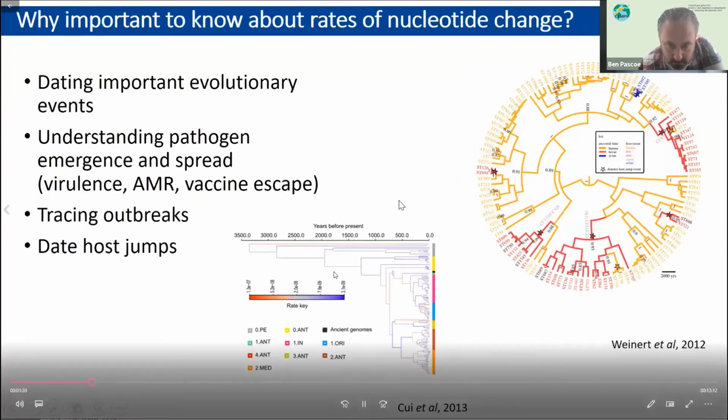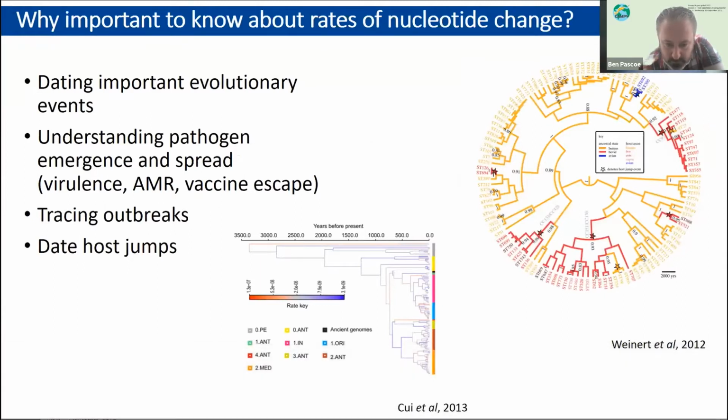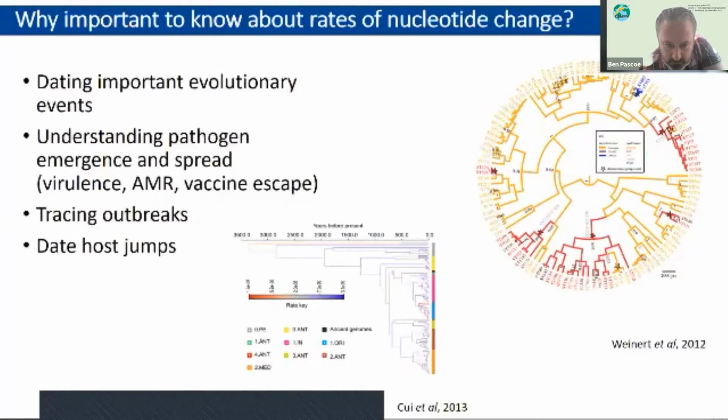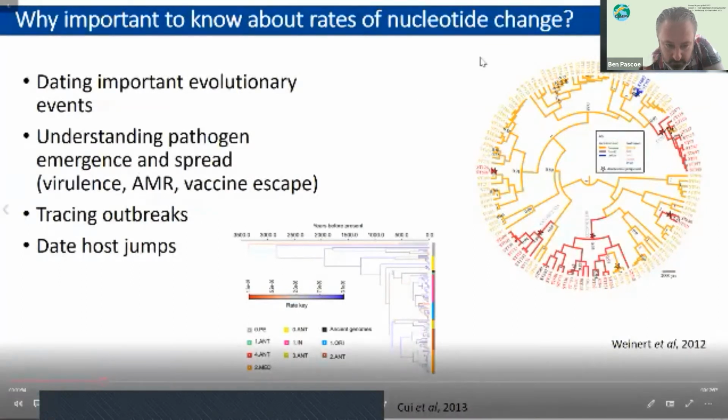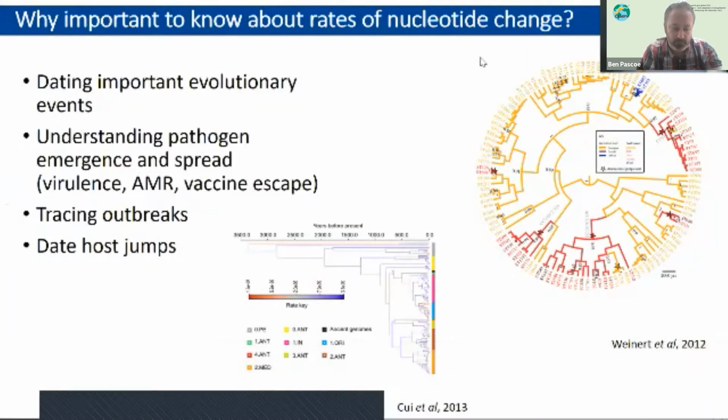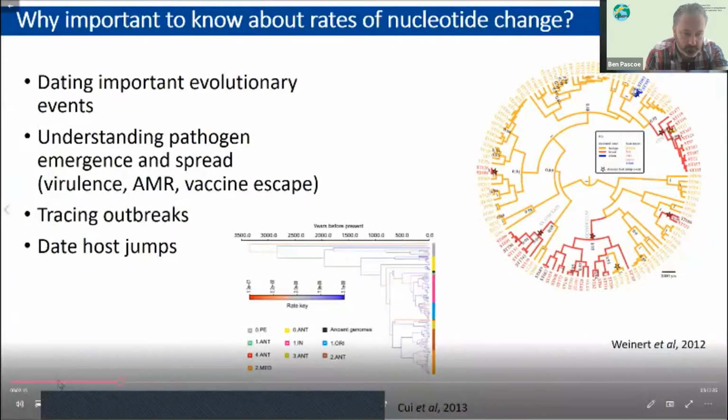So why is it important to understand rates of nucleotide change in bacteria? It's important for understanding evolutionary events and adding timescales to these events. For example, understanding pathogen emergence and spread, virulence, AMR, vaccine escape, and also for tracing outbreaks or dating host jumps. Two examples of studies where rates of nucleotide change have been incorporated are in Streptococcus here and also in Yersinia pestis.